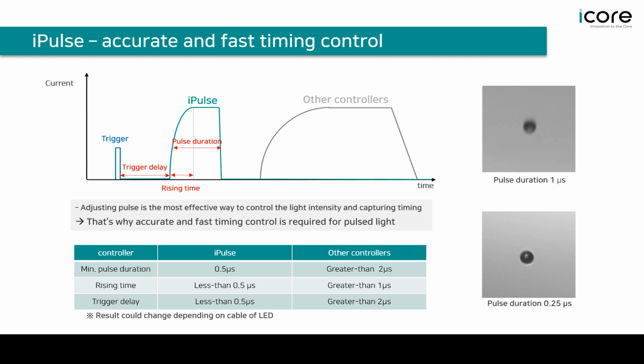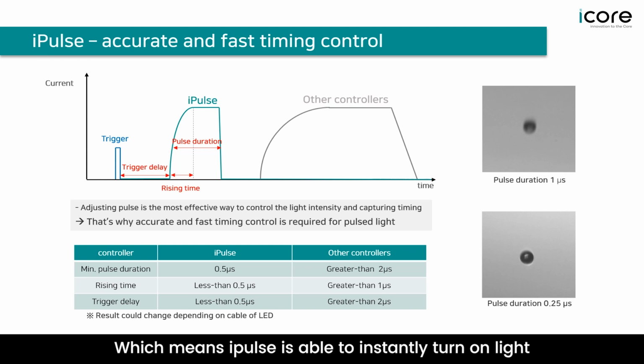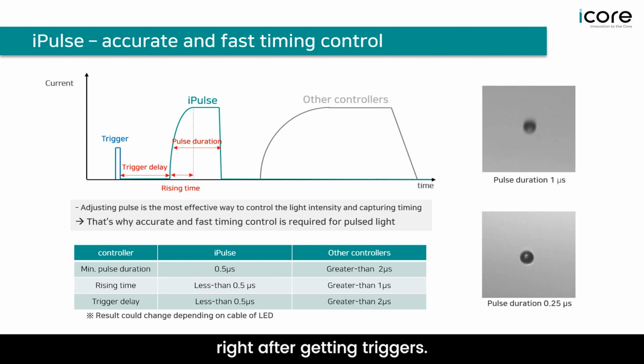Rising time of pulse is also important. To obtain bright and sharp image, it is necessary to produce stiff rising pulse. The rising time of iPulse is less than 500 nanoseconds. Trigger delay is just 0.5 microsecond, which means iPulse is able to instantly turn on light right after getting triggers.